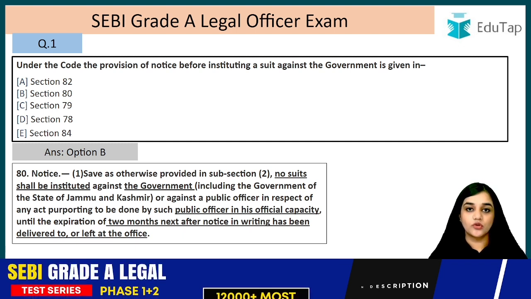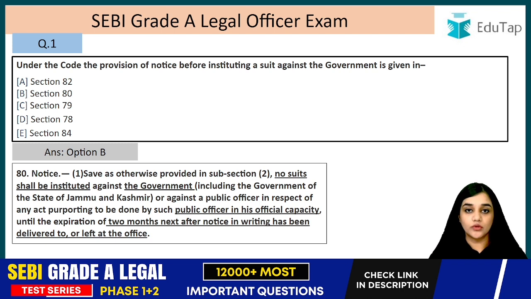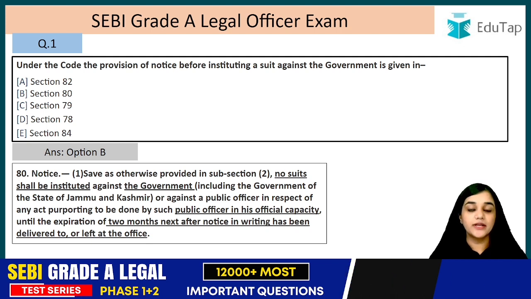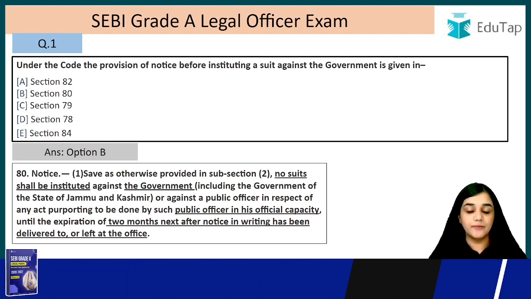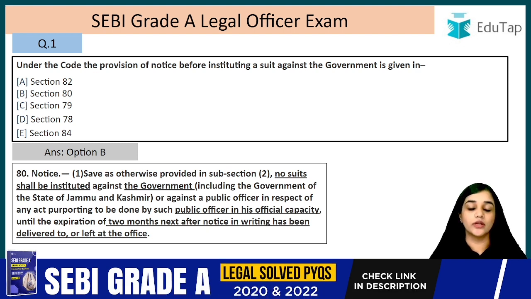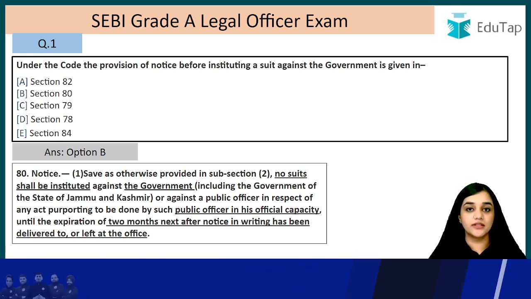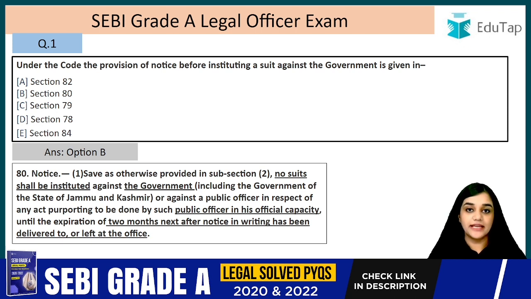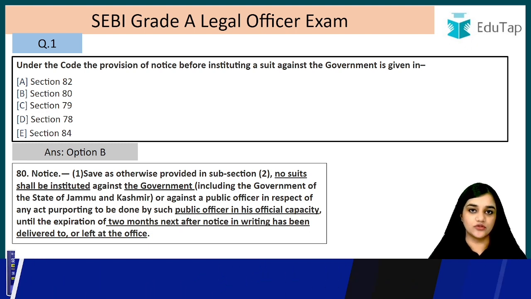What is the purpose of section 80? It is to give 2 months notice to the government or the public officer so that they can decide if the claimant is right in whatever he is claiming. So they can settle it, they can give him whatever he is asking outside the court, because it is in the interest of justice that there should be an end to litigation. And if they feel the claimant is claiming the right thing, they can accept the claims of the claimant within these 2 months and there will be no litigation. So this is the purpose behind section 80, right?